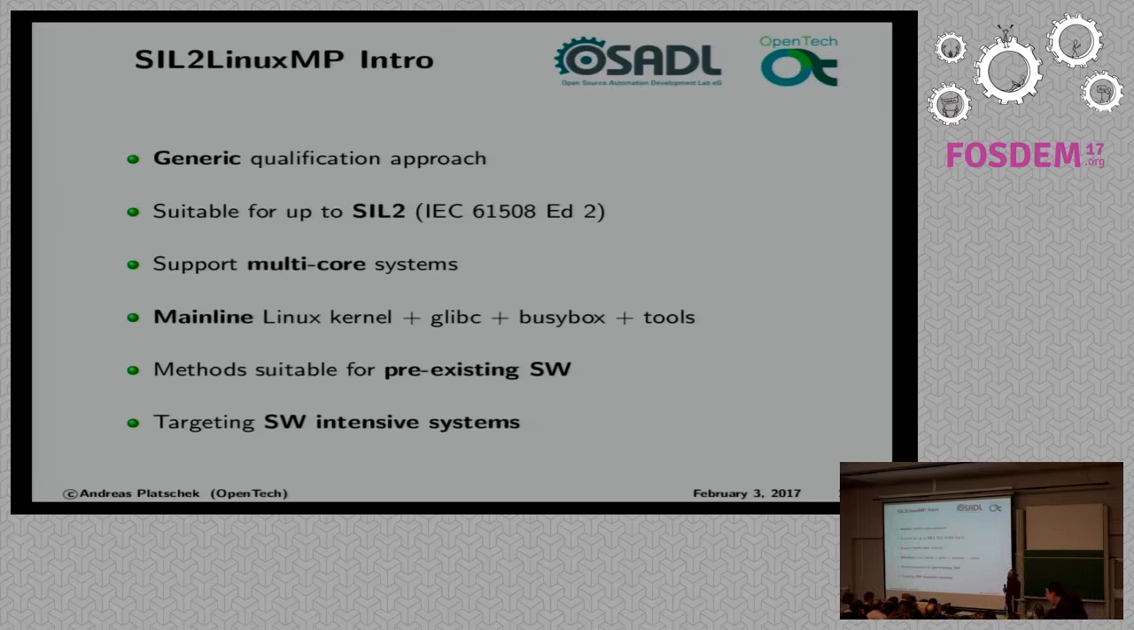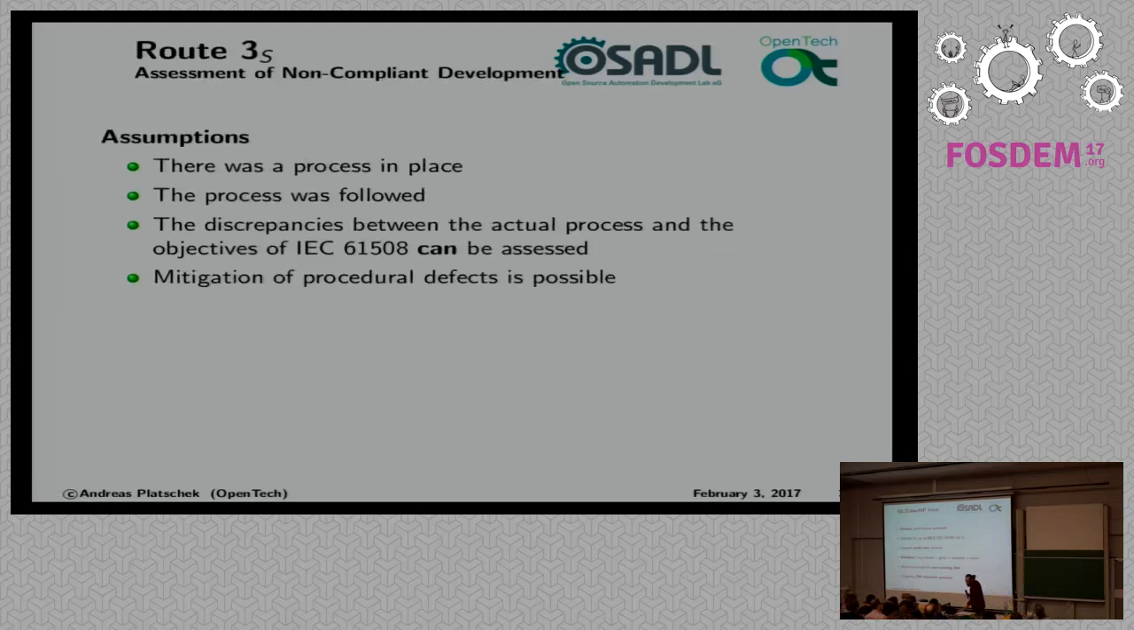Route 2S is called, by proof of previous usage. Proven use, yeah, thank you, Lucas. It's called proven use. So that's only suitable for smaller software and not for a big chunk like the Linux kernel. And the third one, that's the one that we are using, is called Assessment of Non-Compliant Development, Route 3S.